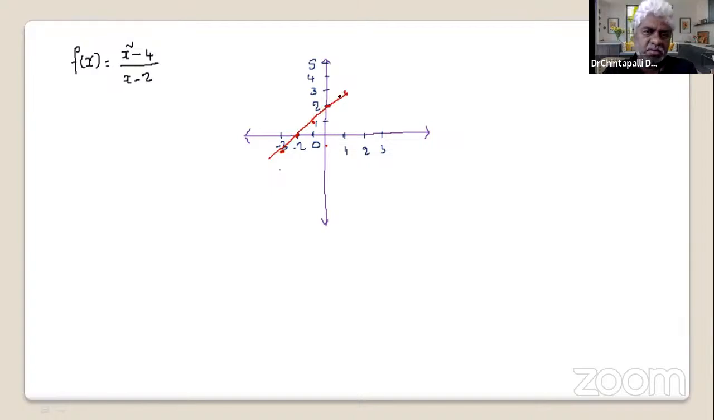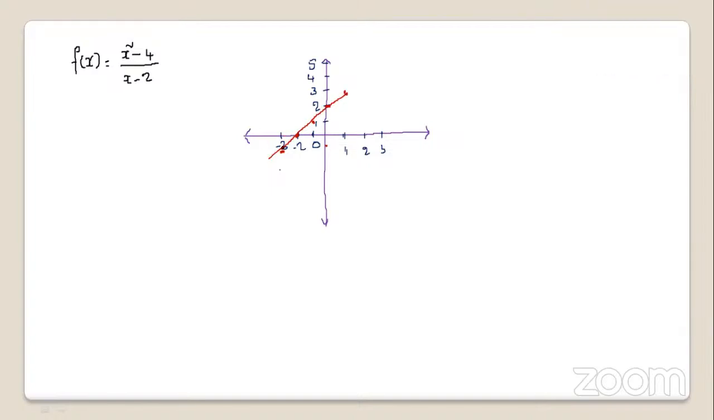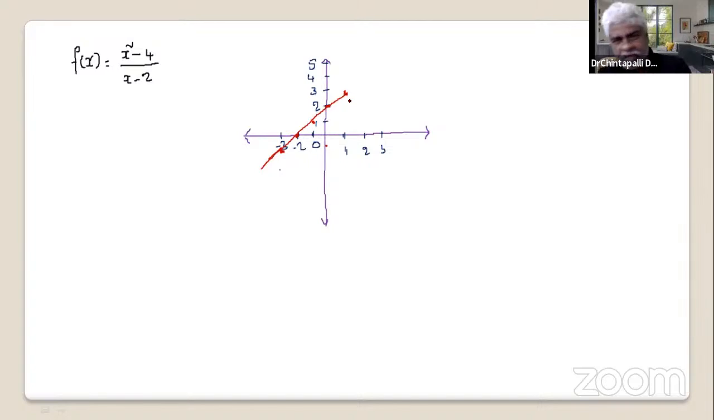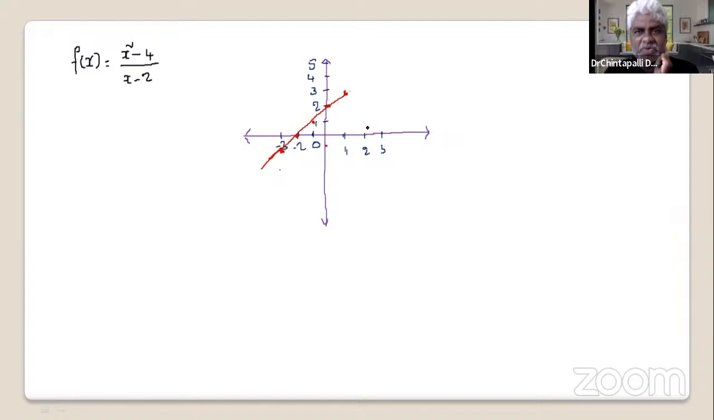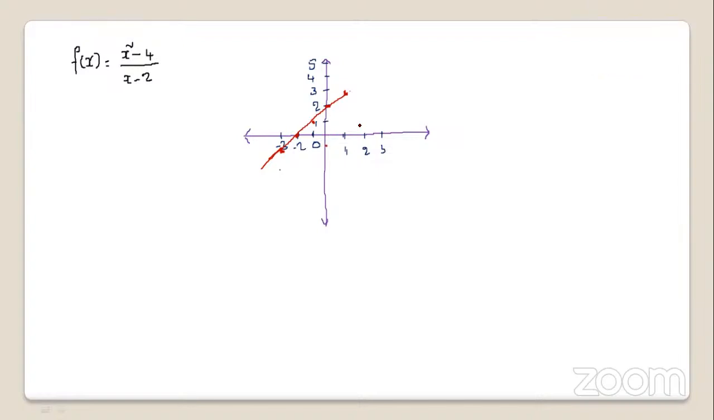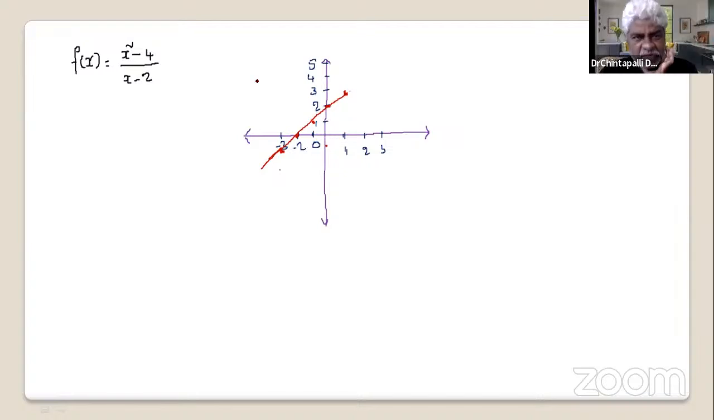Right? Yes, this is the graph. For x equal to 2, sir, it should not show anything, but then the graph says... Actually, for x equal to 2, there is no value.